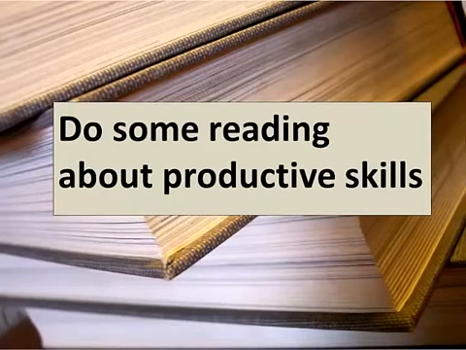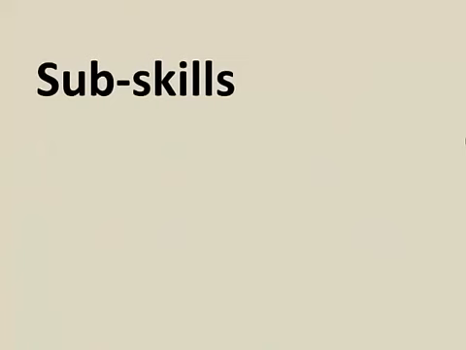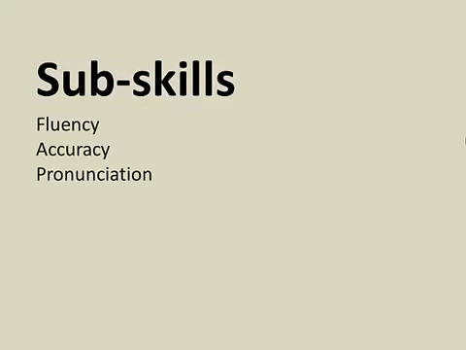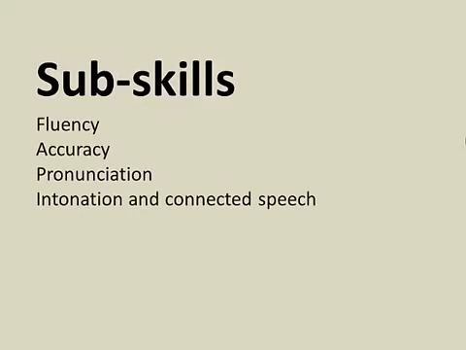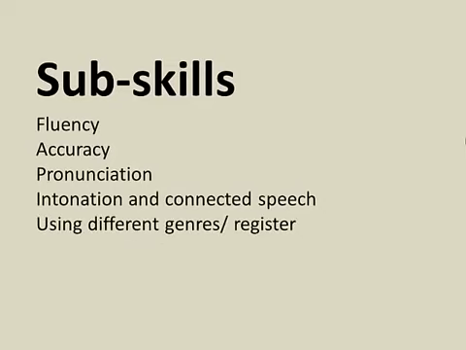So again, as with part 2, you need to do some reading. You need to find out a bit about productive skills and how to practice them. You need to think a bit about the sub-skills. And again, the kind of things that you might hear or you might read about are things like fluency, accuracy, pronunciation with speaking, intonation and connected speech, again obviously with speaking. Using different genres, register, so formal, informal, this might be in speaking and in writing.